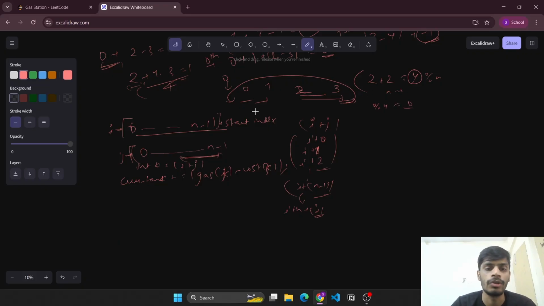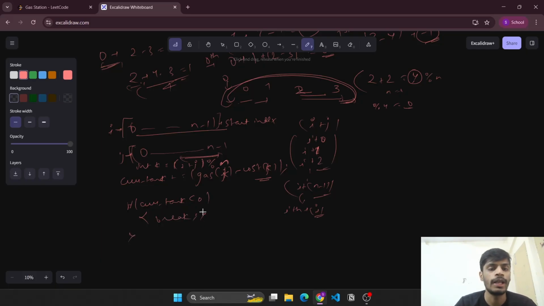So this will point to the 0th index. Hence we need to find the (i plus j)th index with mod n. So this will represent the indices in a circular fashion. At each step we will find this, and if at any point the current tank becomes negative, then we simply know that this is not possible, so we break from this loop.